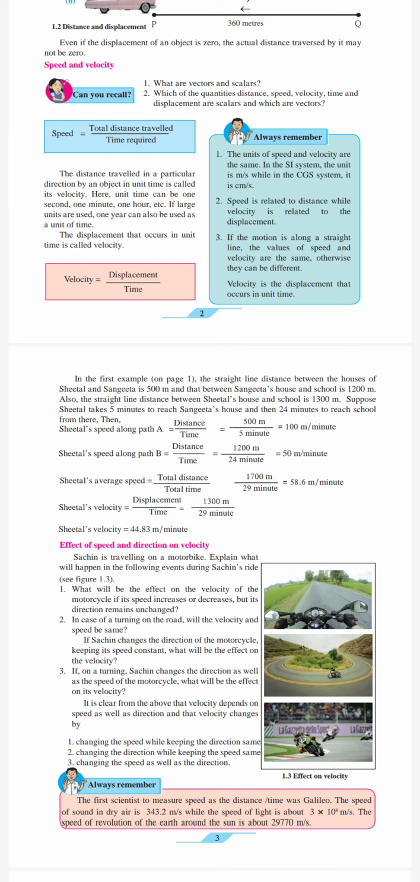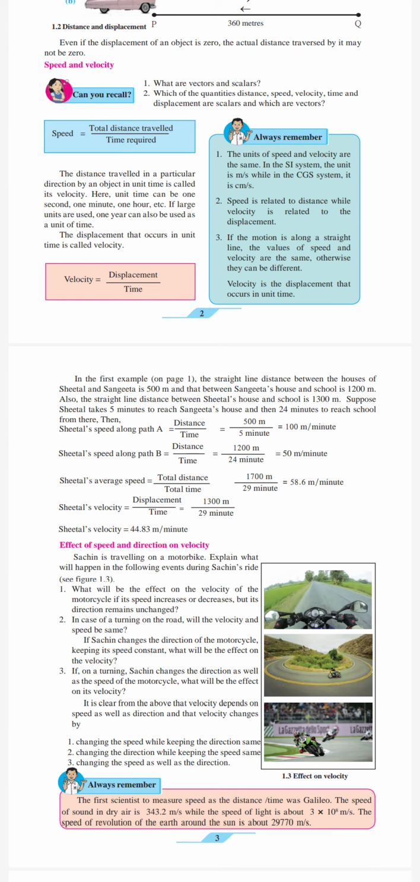Now, first we will see the SI unit. What is the SI unit of distance, and what is it for displacement? The unit is the same for both: meter per second in the case of SI units. In the case of CGS it is centimeter per second. Speed is related to distance and velocity is related to displacement.